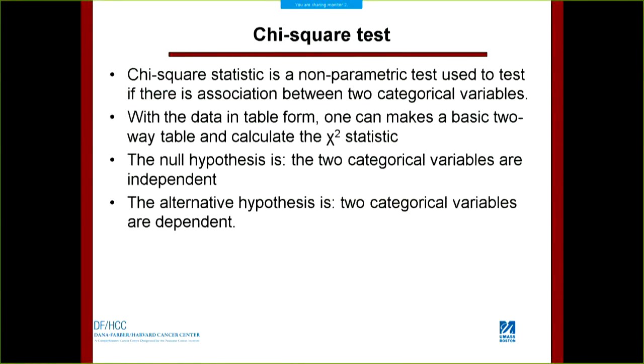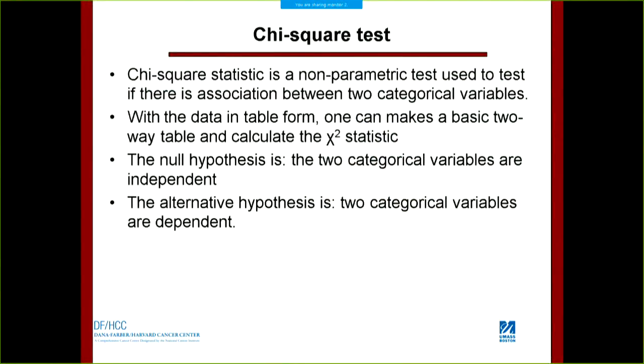Here, you can consider one as the outcome variable and the other as the independent variable, or you could just say we check the relationship between two categorical variables. The chi-square test is a non-parametric test. It is used to test the association between two categorical variables.